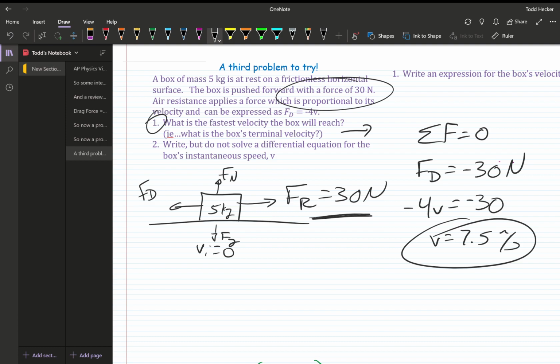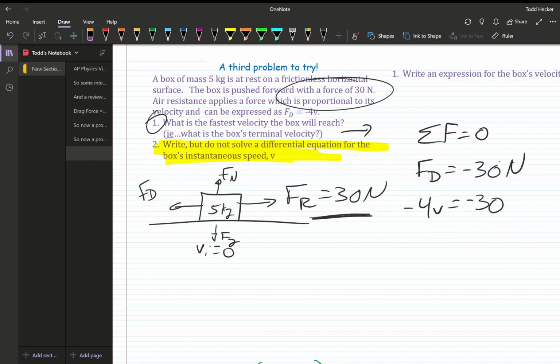Now question 2. Write, but do not solve, a differential equation for the box's instantaneous speed v. We've already got our free body diagram done, so let's get rid of all this stuff.